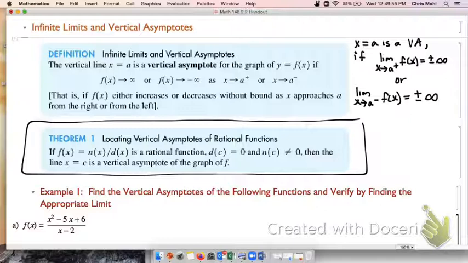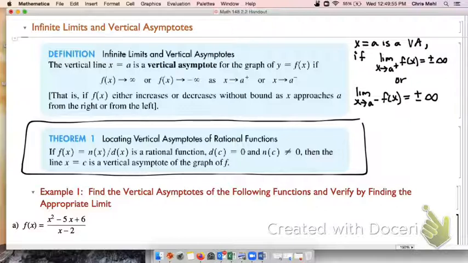Rational functions are just functions where the numerator and denominator are polynomials. If the denominator is 0 at a point, but the numerator is non-zero at that value c, then x equals c is a vertical asymptote of the graph of f. So basically it's just saying that if you plug c into the denominator and get 0, but plug it into the numerator and you get something non-zero, that's a vertical asymptote to the graph of f.